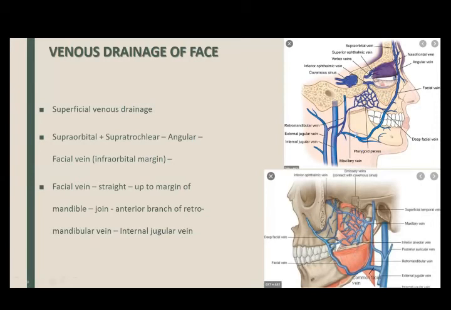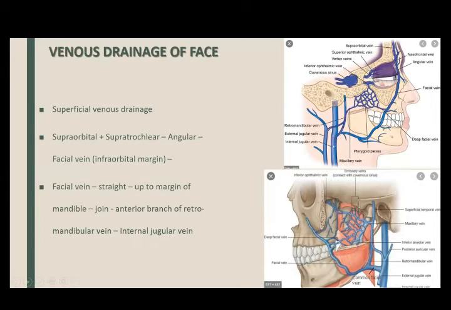ये देख लीजिए, ये mandible का lower border है, so it runs as far as the lower border of the mandible. At the lower border of the mandible, it is joined by the anterior division of retromandibular. बेटा ये retromandibular vein है, इसकी दो terminal tributaries हैं, posterior and anterior. The anterior tributary of the retromandibular joins with the facial vein to form a common facial vein which drains into the internal jugular vein.